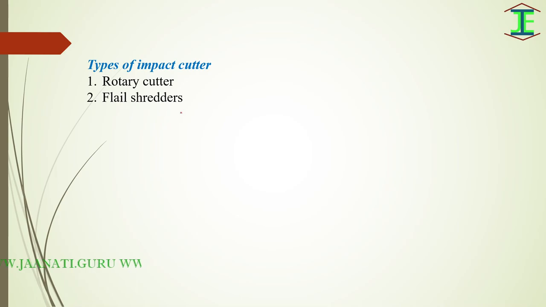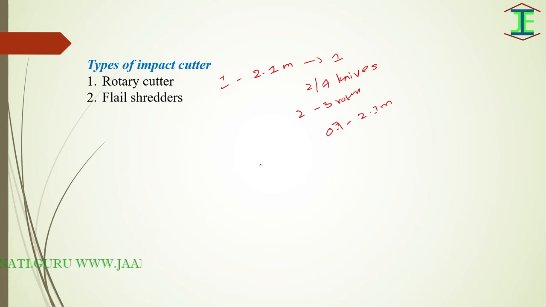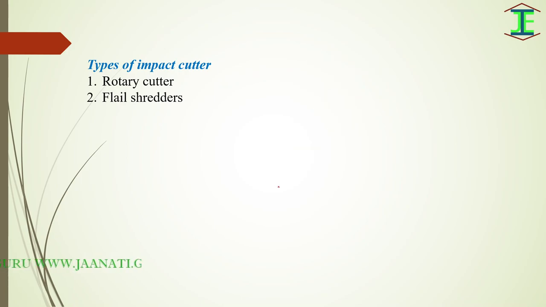The rotary cutters with effective width of 1 to 2.1 meters have one rotor with 2 or 4 knives, and the wider units have 2 to 3 rotors, which have cutting width of 0.7 to 2.1 meters. The total cutting width of this rotary cutter may be 6.1 meters. And the speed of the rotor will be 51 to 76 meters per second.